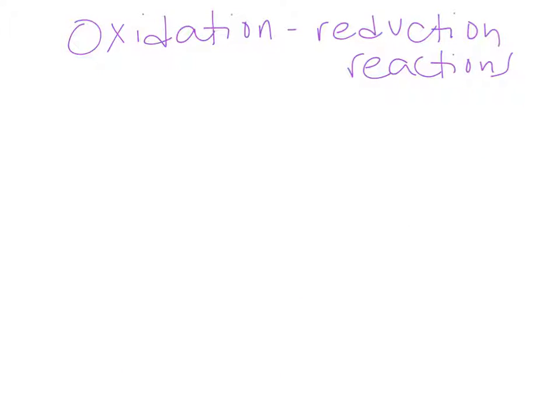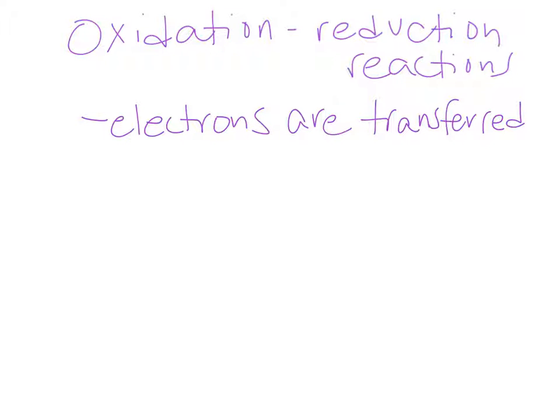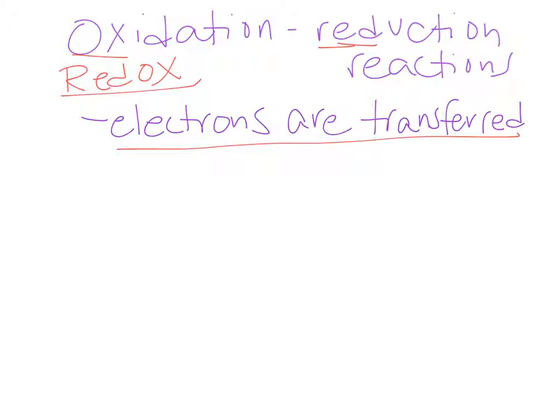So now we're going to talk about oxidation reduction reactions, which are reactions where something is oxidized and something else is reduced. So something loses electrons and something else gains electrons. Another way of saying that is electrons are transferred in an oxidation reduction reaction. Lots of times we call them redox. In this unit, we're going to be thinking about redox reactions where one of the reactants is a metal in its elemental form.